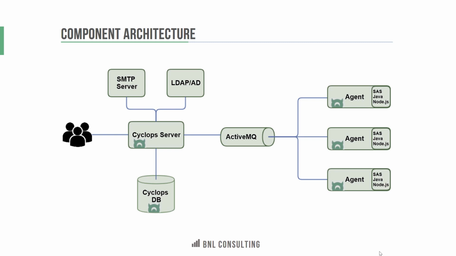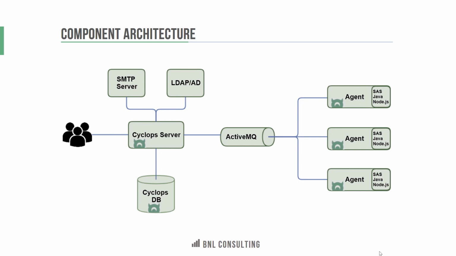Just above the Cyclops server, you have an SMTP server. That's just an email server that's going to send out the real-time job notifications. In most cases, organizations already have an SMTP server, which Cyclops is just going to be reusing. The same situation exists for an LDAP or an Active Directory server, which Cyclops uses for authentication.